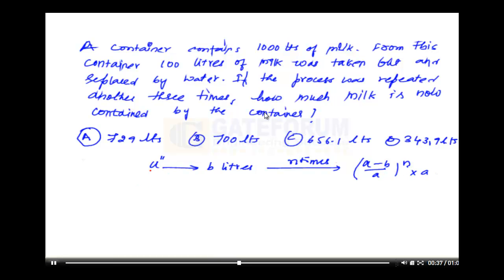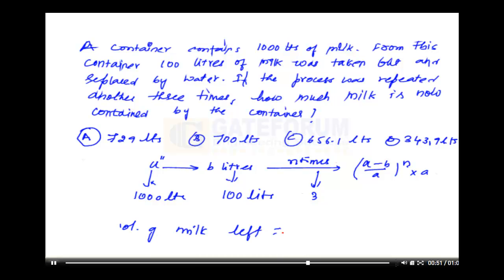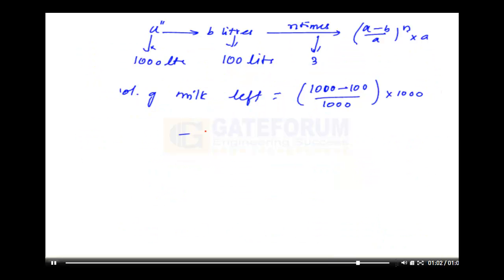Now here initially A, that is, there is 1000 liters of milk, of which every time 100 liters are removed for 3 times. If we substitute all these values in the formula, volume of milk left in the container will be A minus B, that is nothing but 1000 minus 100 by 1000 into 1000. If we simplify, it will be 556.1 liters, which is nothing but option C.